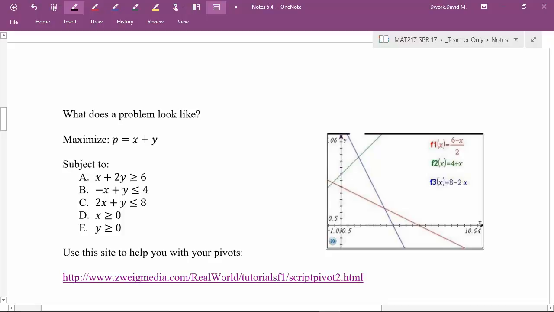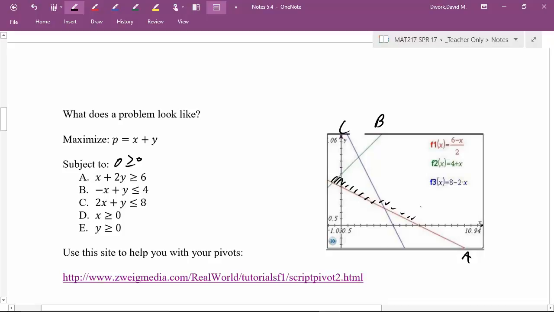So let's quickly mark this up here. And notice I put the equations here to help us understand the color coding. So the red one is A, then the green one should be B, and then the blue one should be C. There we are. Okay, now let's do shading. The red one is shading. Well, if we do the test point of 0, 0, so 0 is greater than or equal to 6. That would be false. So the red one is shading up.